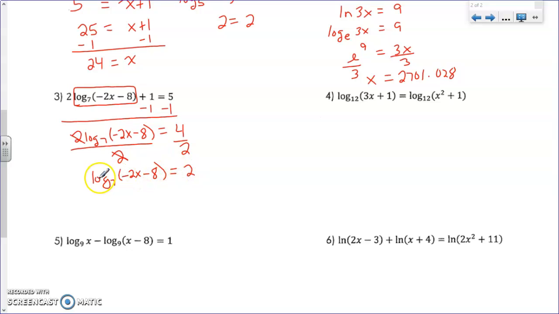Now I have one log, and the log expression is by itself. I'm ready to do the drop and swap. So I'm going to have 7 squared equals negative 2x minus 8. 7 squared is 49.